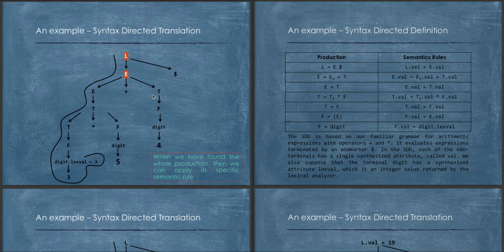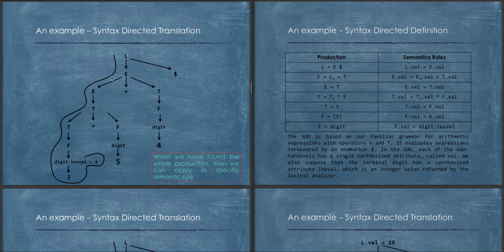We cannot be sure unless we have seen the whole of it. So you see, we start from L to E, and when we have seen the whole thing, then we can apply the semantic rules, not before that. Since we are looking from L to E, and we haven't yet seen E dollar entirely, we cannot apply the production for L to E yet. So let's go on.